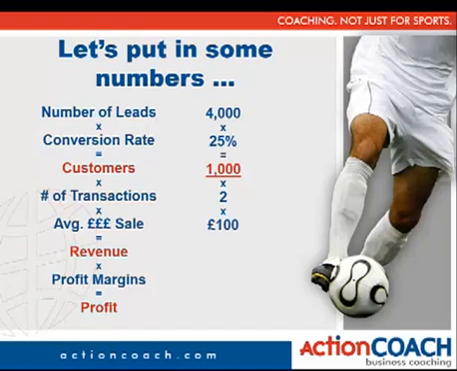Well, when we do the figures on this one, this will now give us the revenue. So we can work out quite easily from that 1,000 customers, each customer 2 transactions of £100, times 1,000 equals £200,000. That's fairly simple maths. That's not a drama.